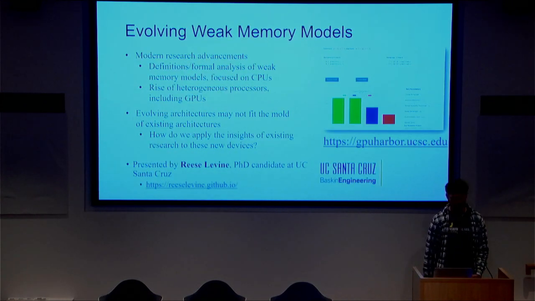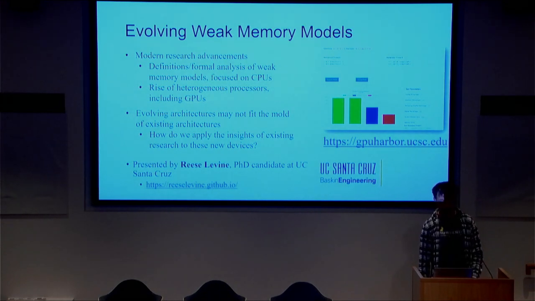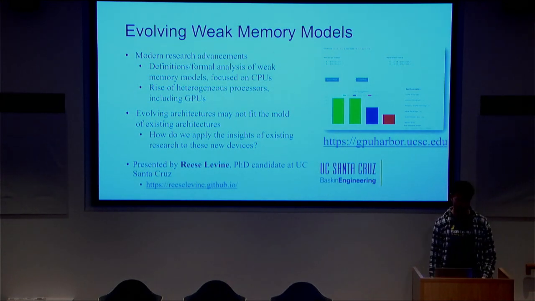Yeah, so that was my overview of evolving memory models, definitions, and modern research advancements. We have a lot of definitions and formal analysis of weak memory models. A lot of this has been focused on CPUs by a lot of people in this room, but GPUs and other heterogeneous processors are kind of the next frontier, and looking into them more from a formal methods analysis and empirical testing is going to be important.